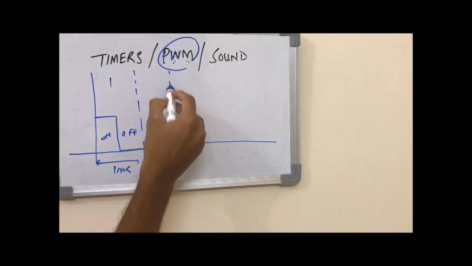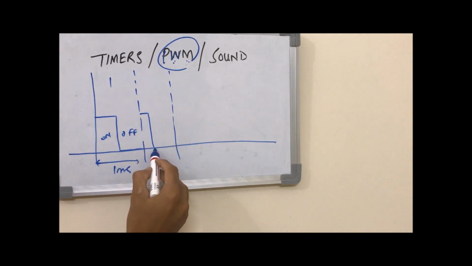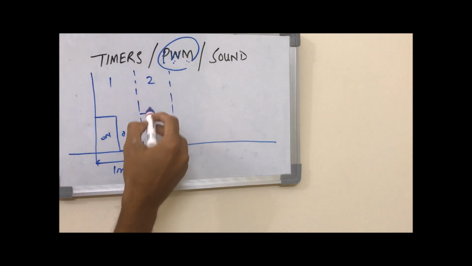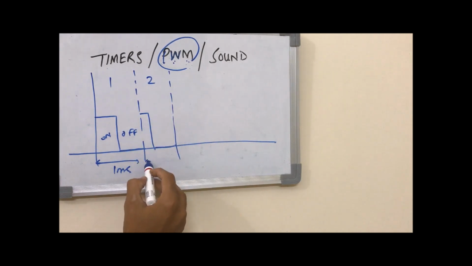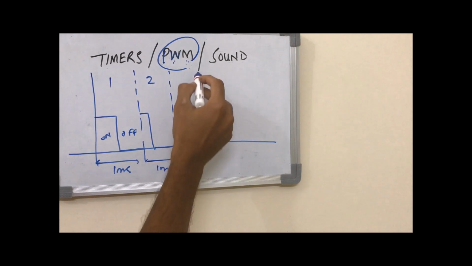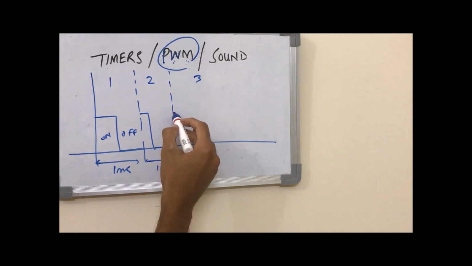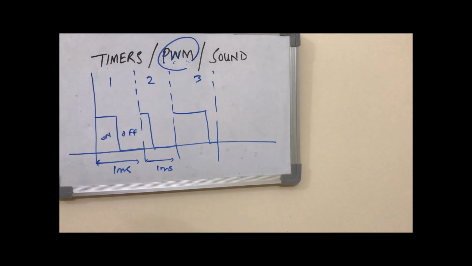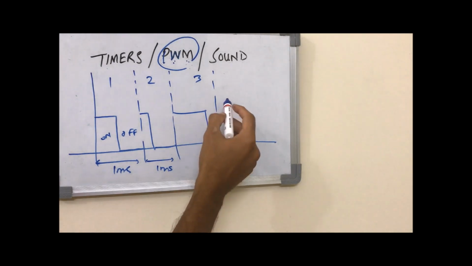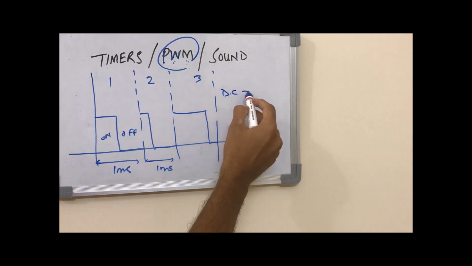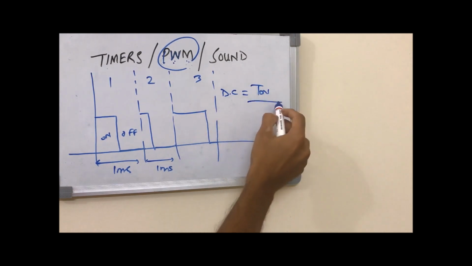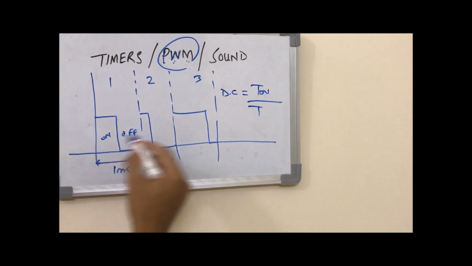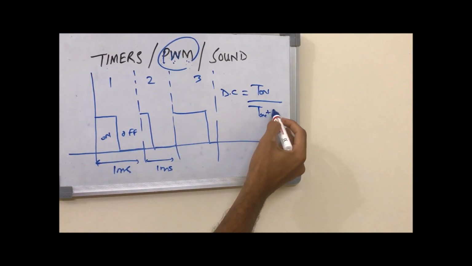Another configuration is in which the on time is less than the off time. This is also 1 millisecond of time. And the third configuration is when the on time is more than the off time. Basically, by varying the width, we are varying the duty cycle. Duty cycle is calculated as the on time divided by the total time period, which is nothing but the T on and T off.